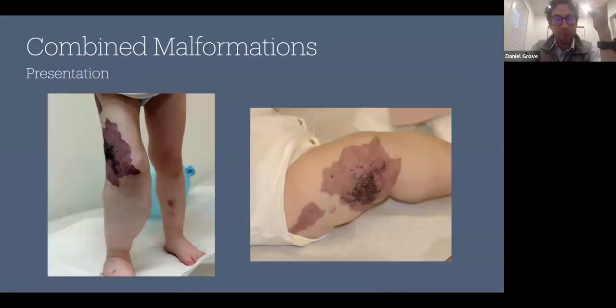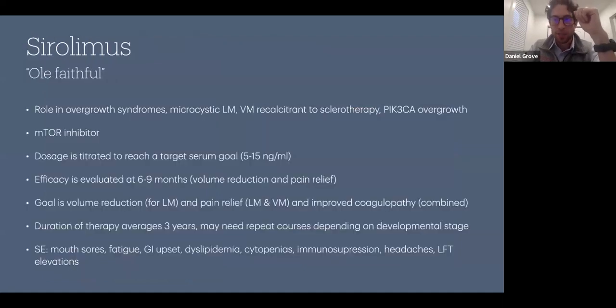Sometimes we also see combined malformations. So nothing in medicine is clear-cut, right? A lot of the genetic pathways overlap. So sometimes we'll see patients present with both combined venous and lymphatic malformations. And in cases like this, you'll use all the modalities of treatment that we had talked about. So for these patients, they'll walk away with compression, a plan for sclerotherapy, and a plan for medical therapy with sirolimus.